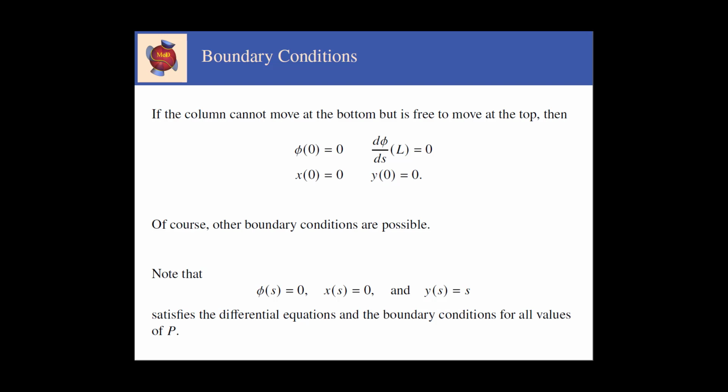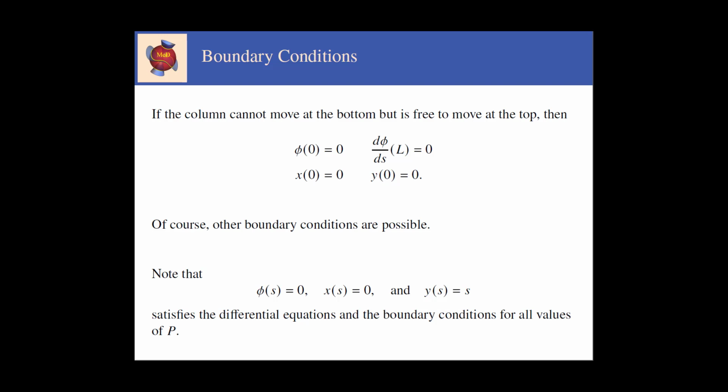Now we can employ different boundary conditions, but let's assume for the sake of simplicity that the column is fixed, and fixed so it can't rotate at s equals 0. So x of 0, y of 0, and phi of 0 are all 0. If the column is free to bend at the top, then the derivative of phi with respect to s is 0 at s equals L.